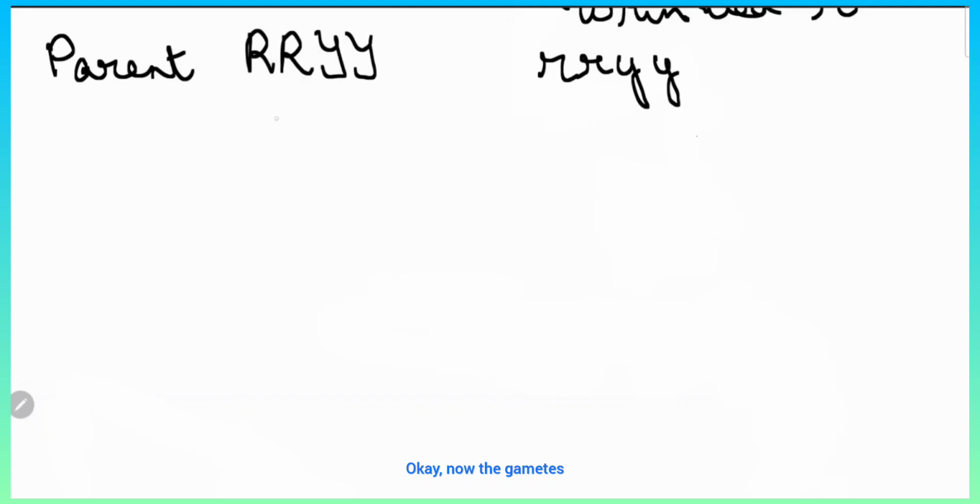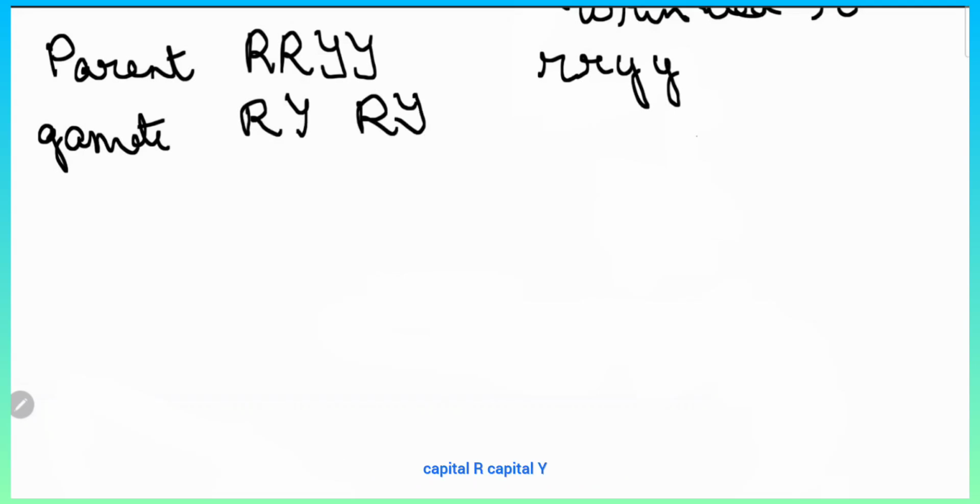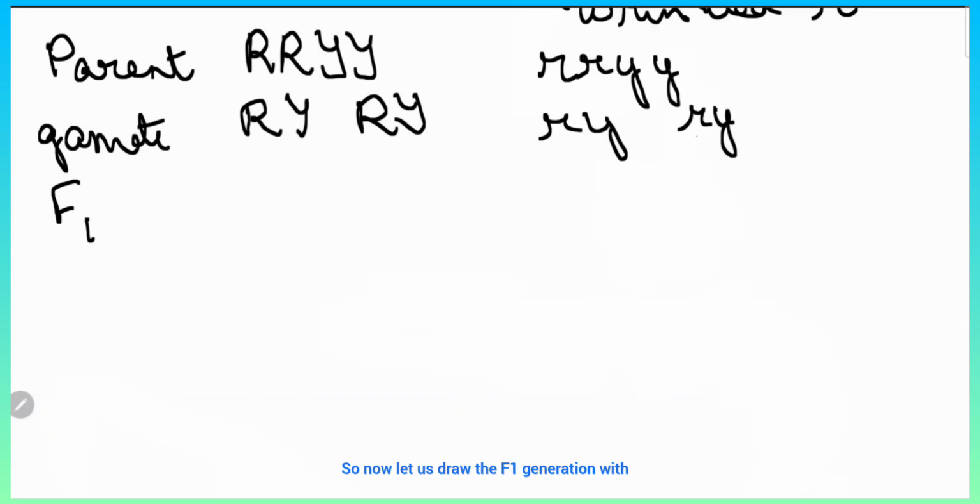Okay, now the gametes that will be formed from the parents for the F1 generation will be capital R, capital Y, capital R, capital Y, and small r, small y, small r, small y. So here we are getting these gametes. Now let us draw the F1 generation with the help of the Punnett square. So here I draw the table in this way.